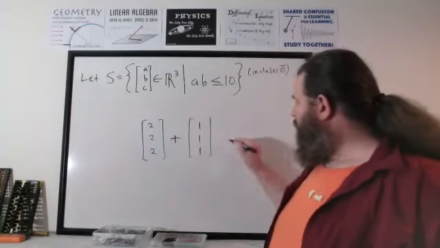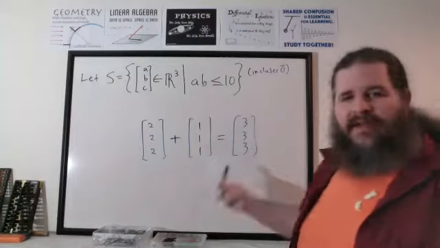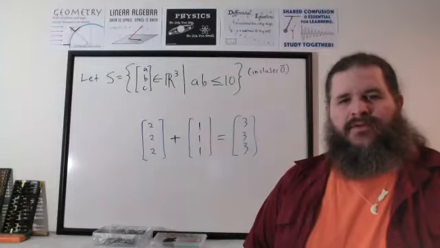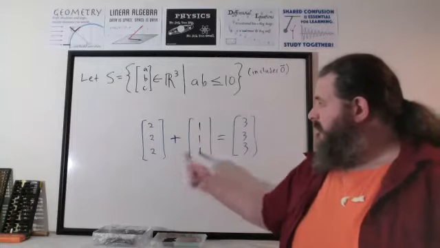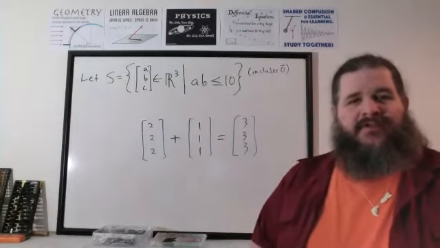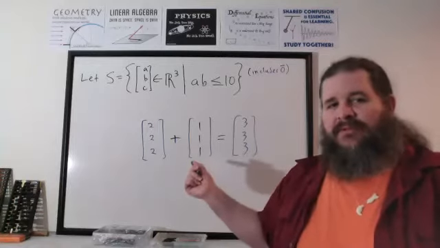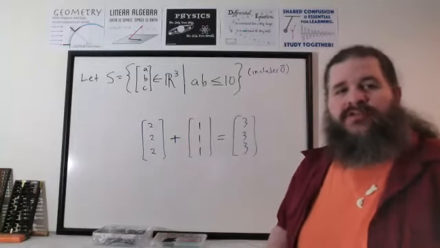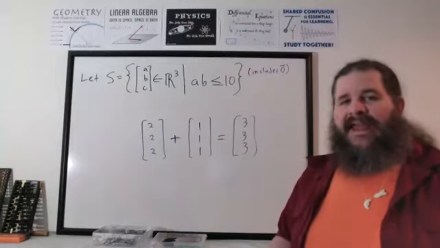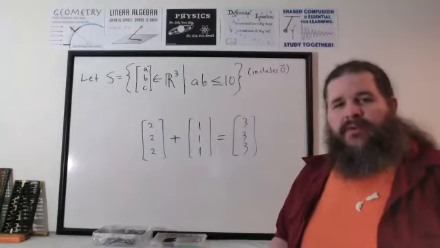So is this. 1 times 1 is less than or equal to 10. If we add those, 3, 3, 3, is that also a member of the set? So it looks like we've just taken a vector in S plus another vector in S, and the result is also a member of S. Does that mean S is closed under addition? No, because this is just one example, right? One example doesn't show it's true for everything. Because closure under addition is a universal claim. It's a claim that for any two vectors in S, this property has to hold. So just showing one example doesn't prove it.